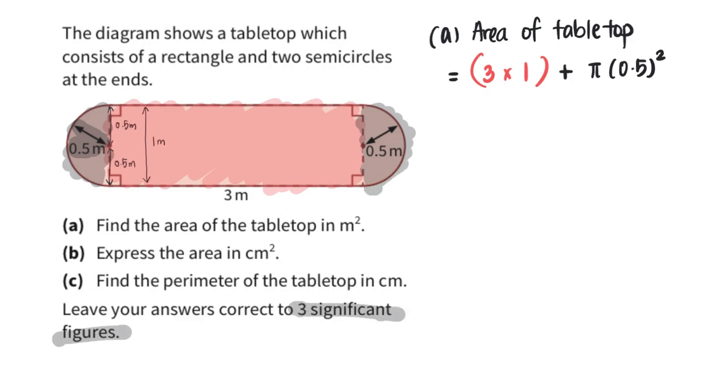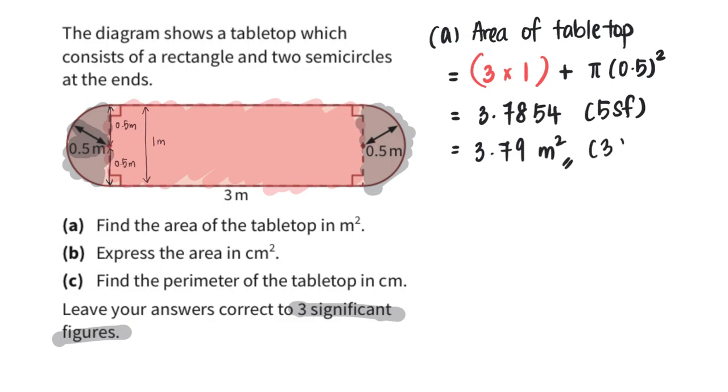Leave our answers to 3 significant figures. So let's see what does this give us. This will give us a final answer of 3.7854 to about 5 significant figures, followed by 3 significant figure, 3.79 meter square. Express the area in cm square.